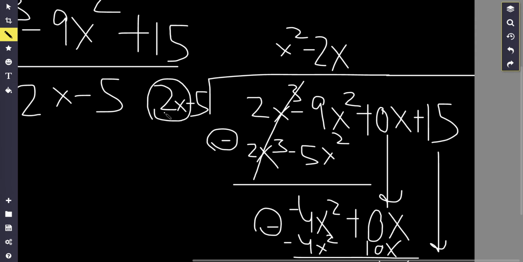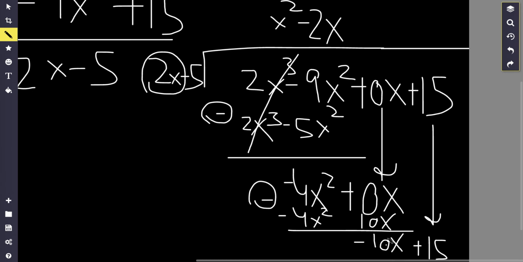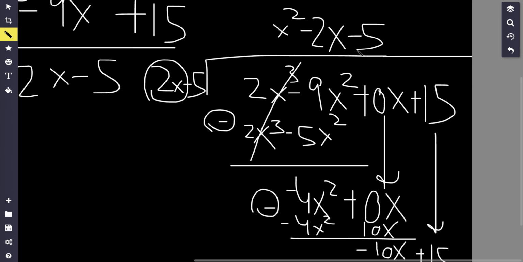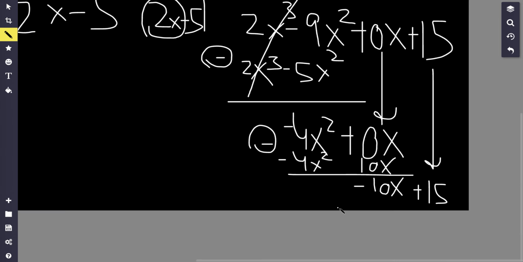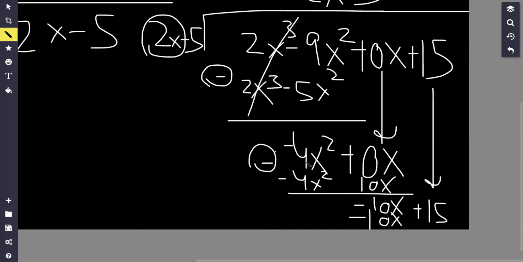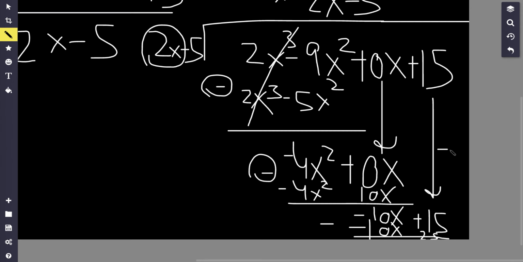Bring down the 15. And then what times 2x gives me negative 10x? Well, that's just going to be negative 5. Negative 5 times 2x is going to be negative 10x. And then after that, negative 5 times negative 5 is 25. However, I have to subtract this. Sorry, there's not much space. But 15 minus 25 is negative 10.